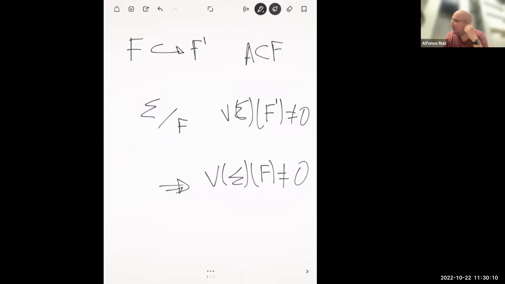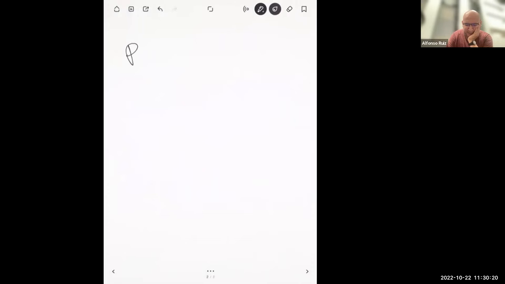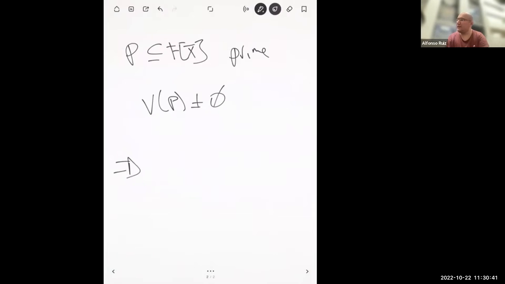Then I said that using this kind of idea, you could prove Nullstellensatz. I probably gave you a weak version of Nullstellensatz. I think that if F is an algebraically closed field and you take some prime ideal, then this is non-empty, right? Actually, I looked for a more general version of Nullstellensatz using this quantifier elimination, and I didn't find anything very interesting. But this statement is quite easy, right?